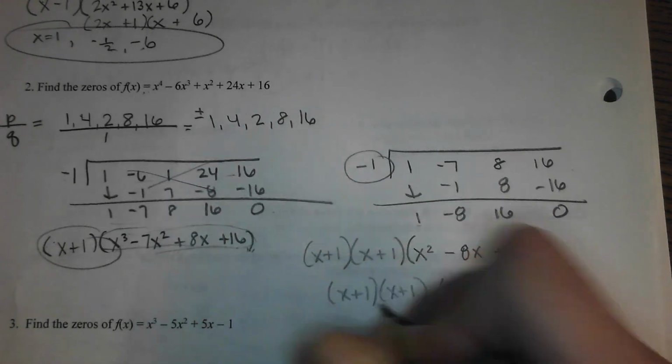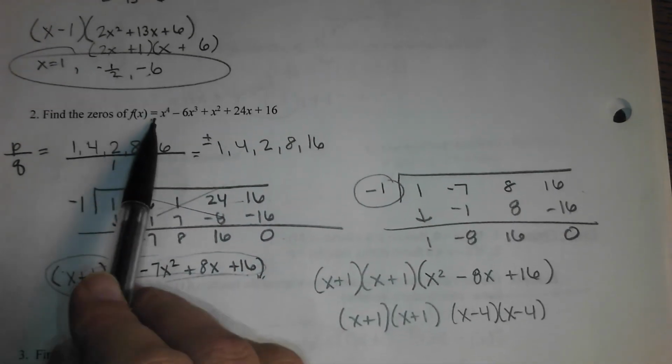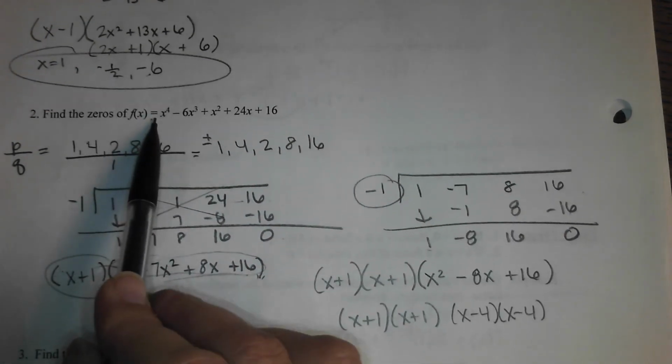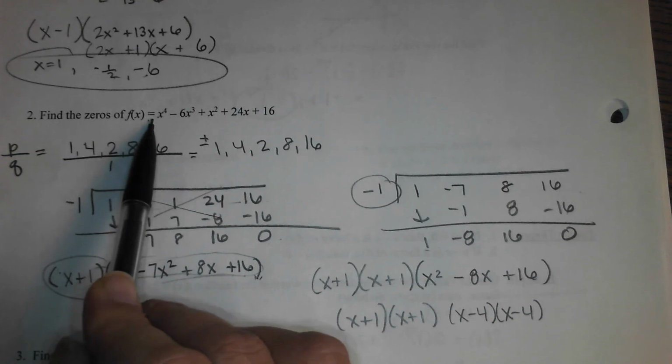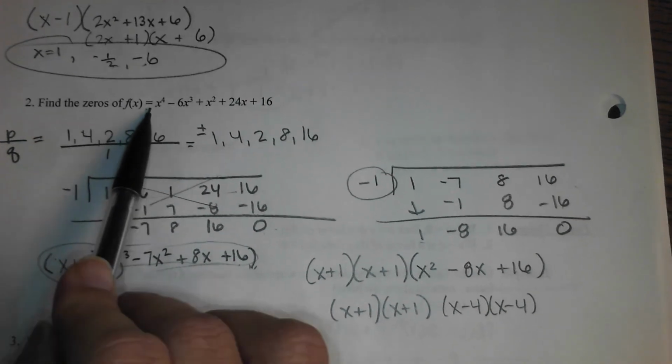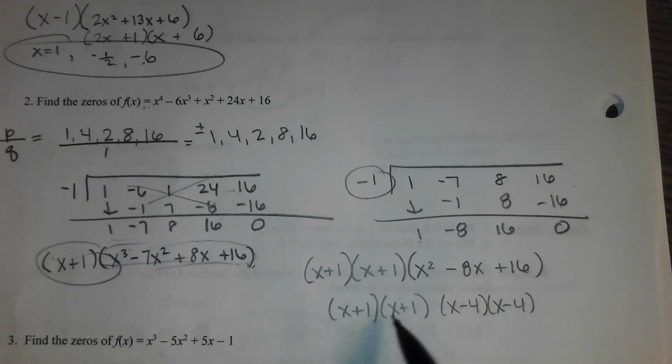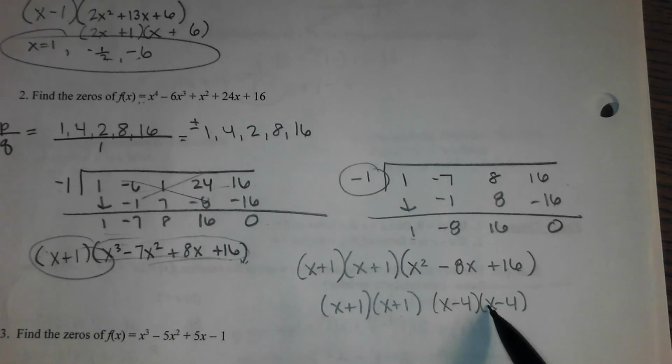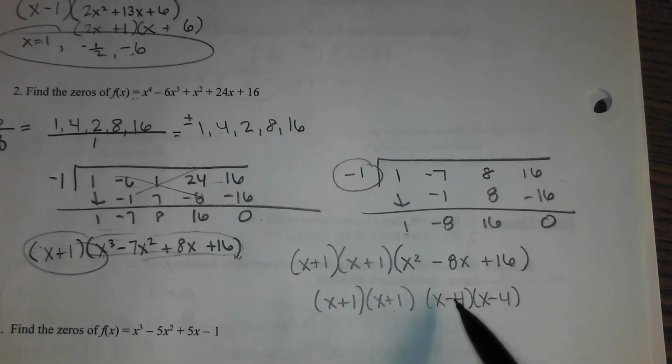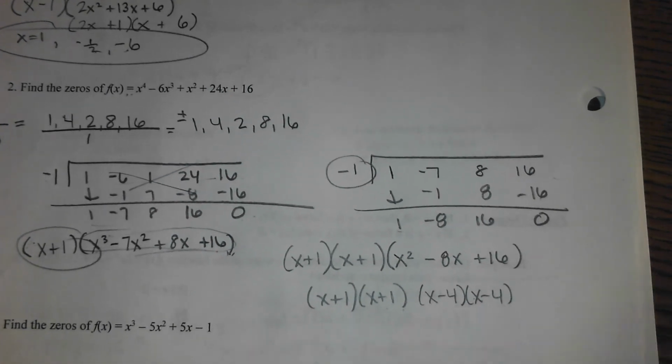So how many roots was I expecting? 3. Oh, 4. 4. And I don't have 4, I only have 2, but all 4 are accounted for, right? Because the negative 1 is a double, and the positive 4 is a double. So 2 and 2 makes 4.